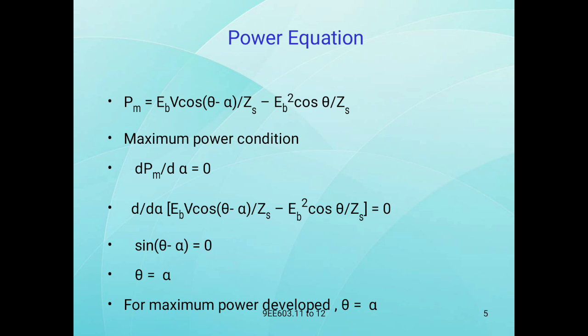So the power equation is Pm is equal to EB V cos(theta minus alpha) by Zs minus EB square cos theta by Zs.